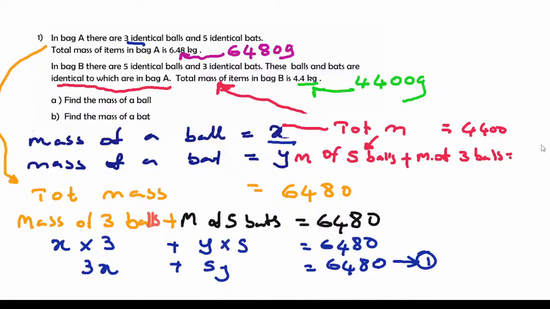So that is 4,400. So how do you get the mass of five balls? Mass of one ball is considered as x. The mass of 5 balls will be 5 times x, or x times 5, which is 5x. What will be the mass of 3 bats? The mass of 1 bat is y, then 3 bats would be y times 3, which is 3y. So 5x plus 3y is equal to 4400. That's our second equation.